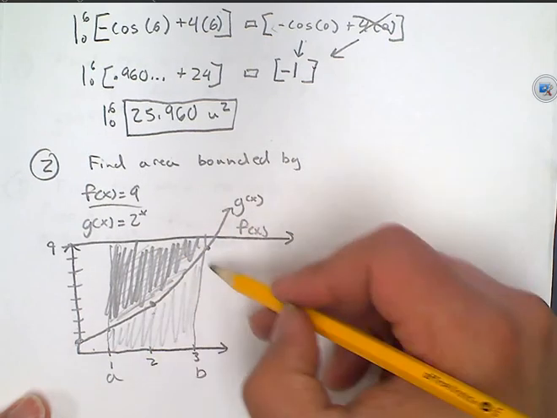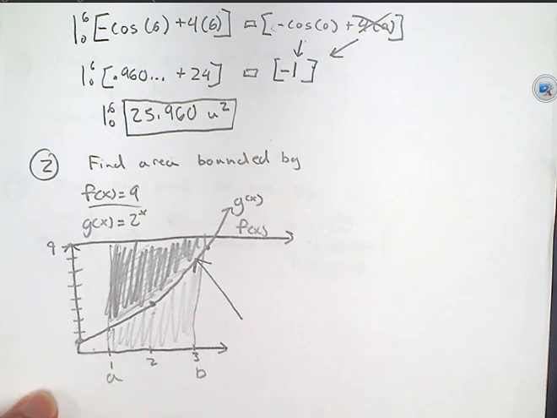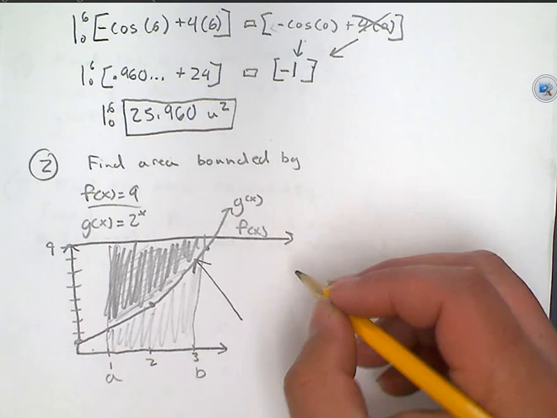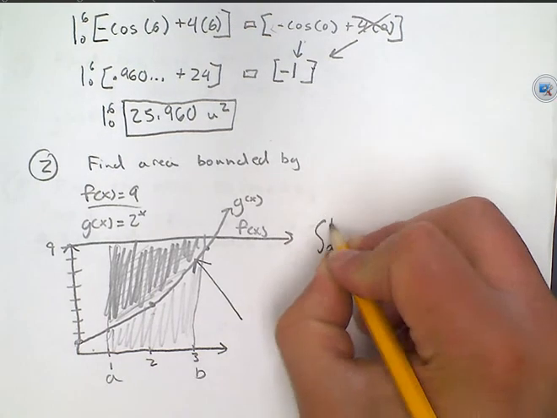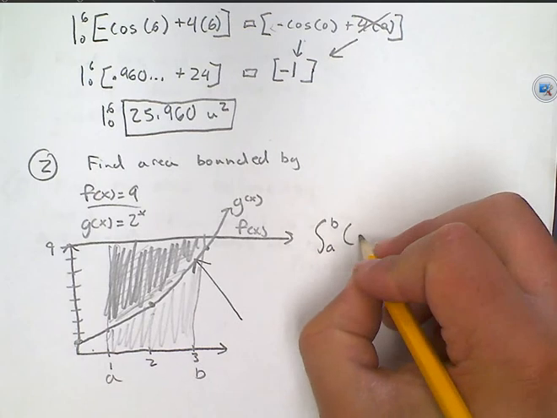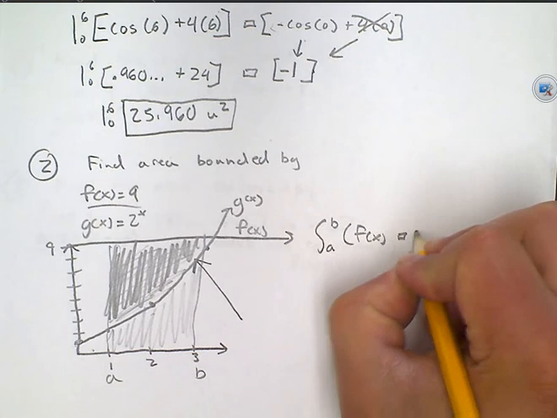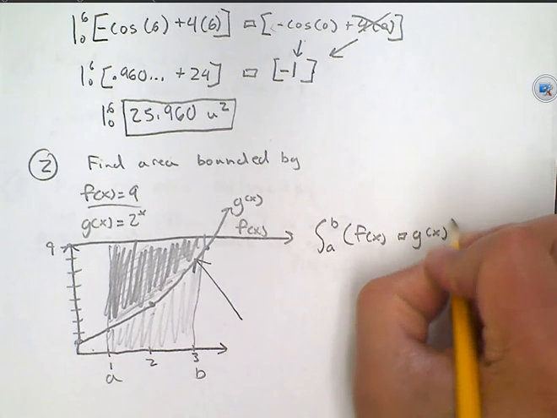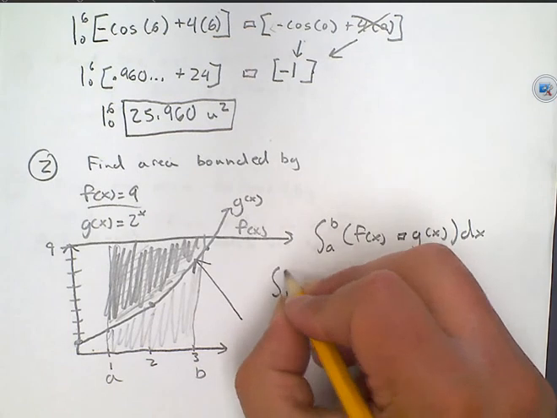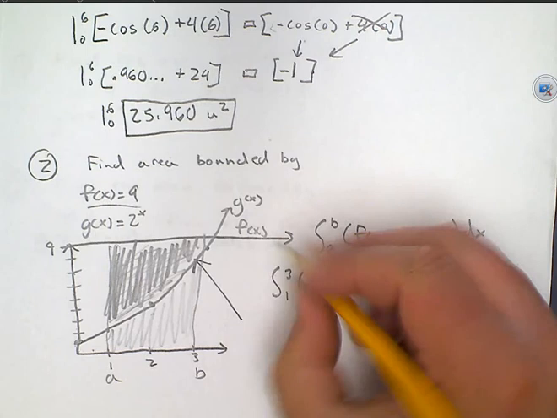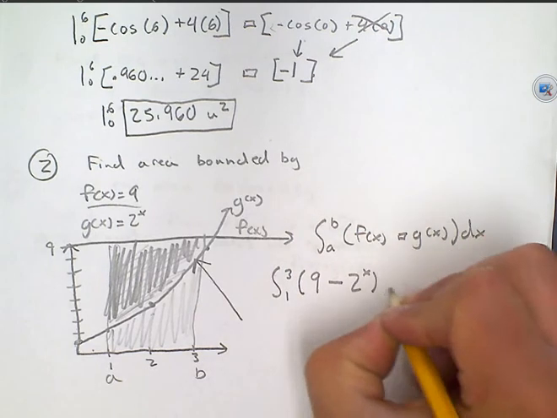I want to find that area right there, the darkened-in area. So what I'm going to do is use my top minus bottom rule: the integral from a to b of f of x on top minus g of x on the bottom, dx. So the integral from 1 to 3 of f of x, which is 9 minus 2 to the x power, dx.